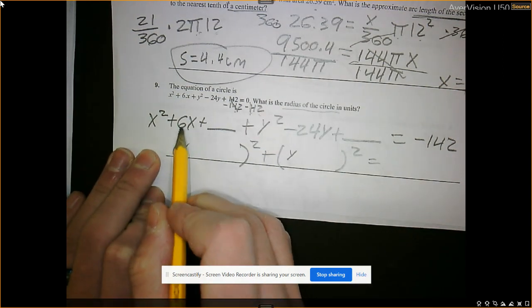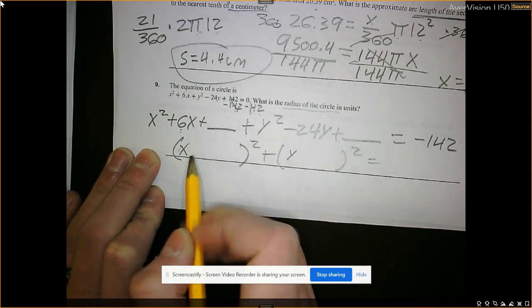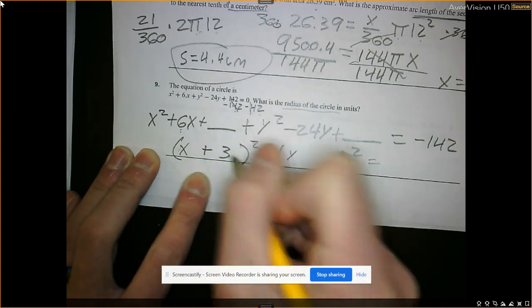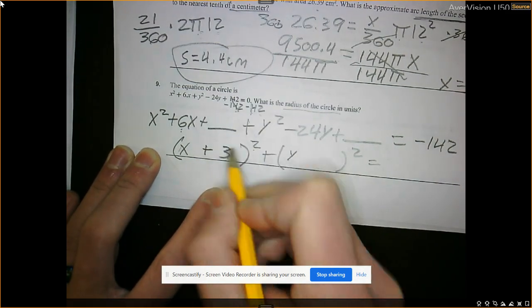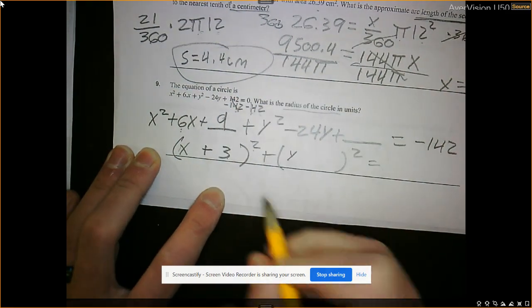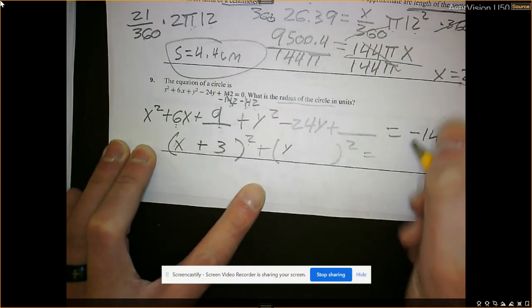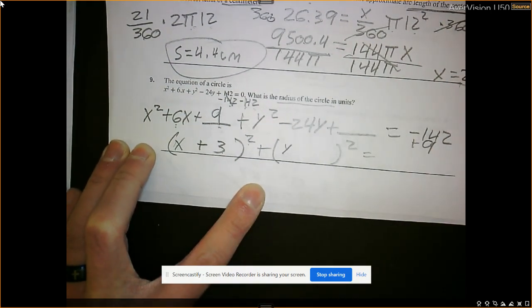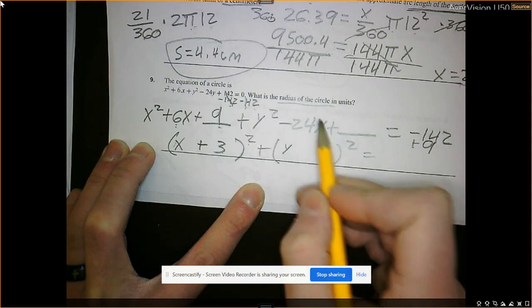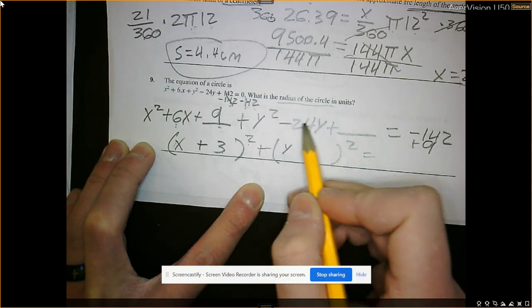Now from there, you're taking this value, our b value, dividing it by 2. That's 3. That goes there. 3 squared goes here. That's 9. And if we're just adding a 9 to the left, we've got to remember to add it to the right. So I add 9 over here also. Same thing here. Divide this number, our b value, by 2.